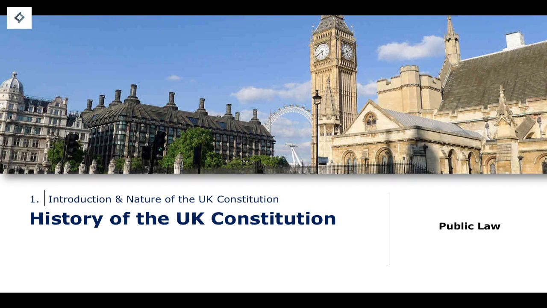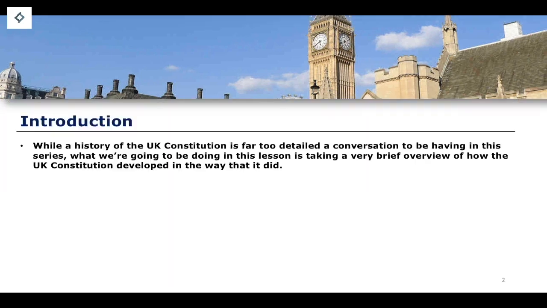In a similar vein, the UK's constitution is as much a product of its history as any other constitutional framework. And given the unique nature of the UK constitution, it signifies the unique nature of the history of England and the history of the United Kingdom. So that's what we're going to do in this lesson in a very brief manner. Essentially, what we're going to do is talk about the UK's historical development of its constitution.